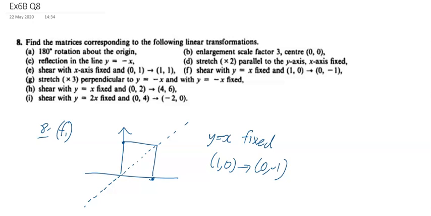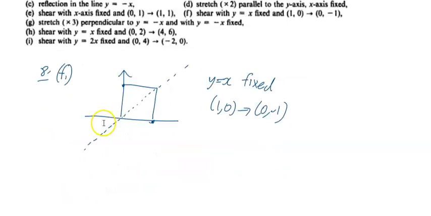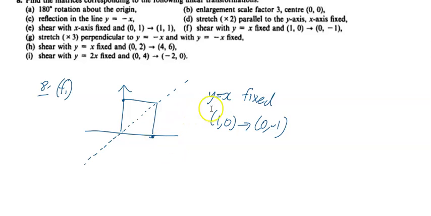Okay, this is exercise 6b, question 8, and this is find the matrices corresponding to the following linear transformations. So we're going to work from question 8f onwards. In question 8f, I've written down what's important here. It says, first of all, that y equals x is fixed, so it's the invariant line, and also it's a shear such that the point (1, 0) goes to (0, -1).